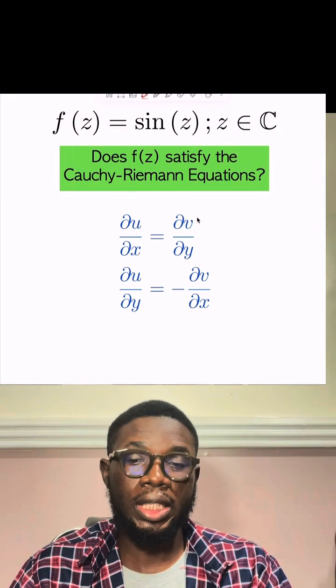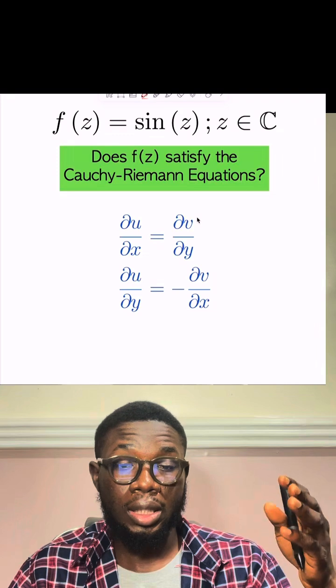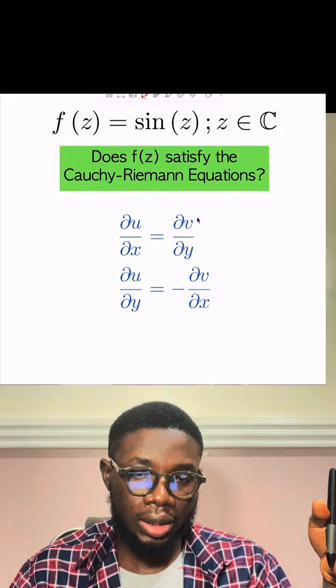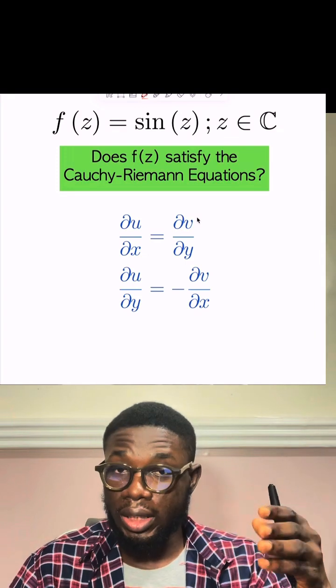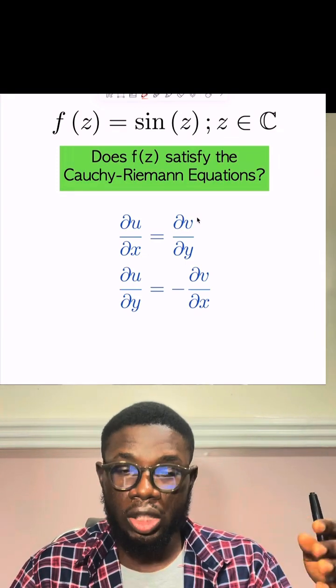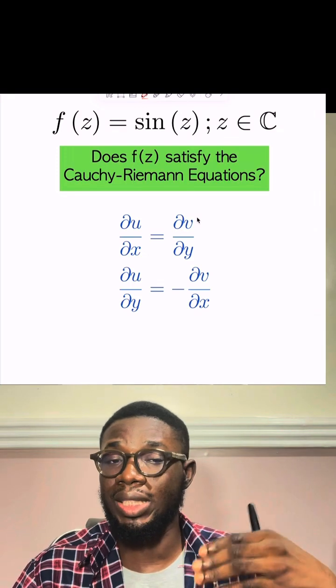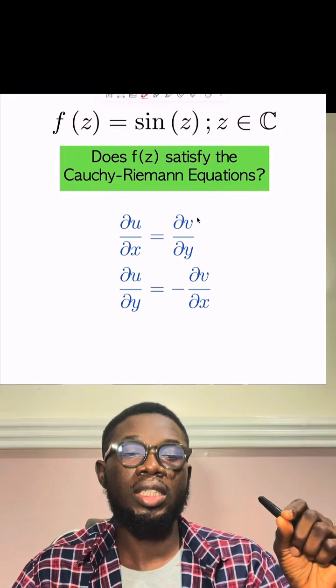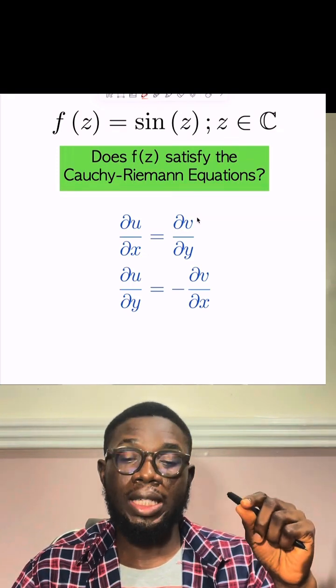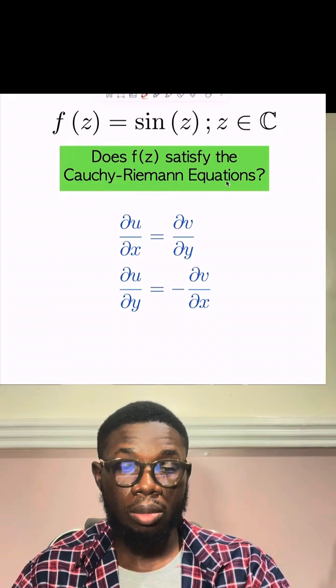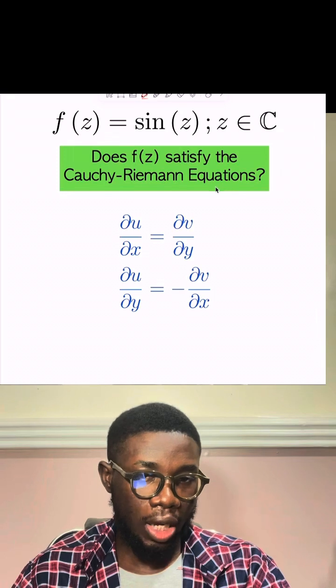I want to talk about a necessary condition that an analytic function would have to pass. This condition is necessary, but it is not sufficient, so take note of that. If you are given a problem and you have to show that a function is analytic, then you don't just go ahead and say that it satisfies the Cauchy-Riemann equations. No, you don't do that.